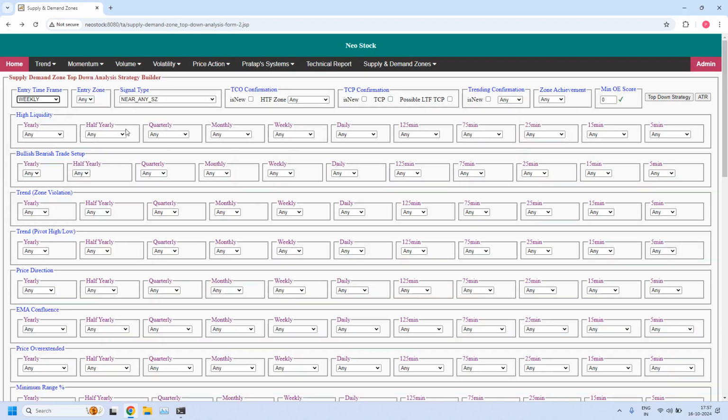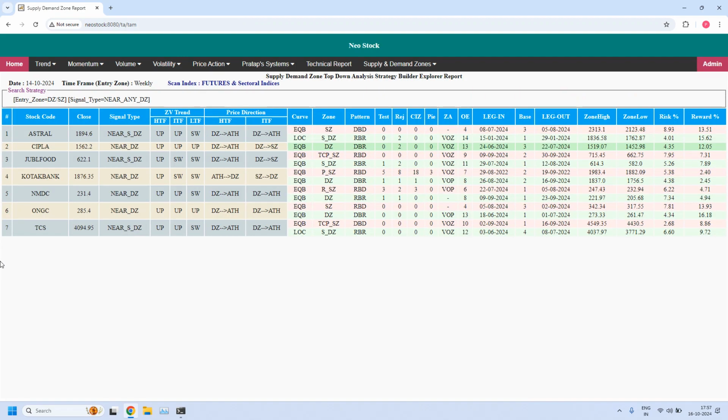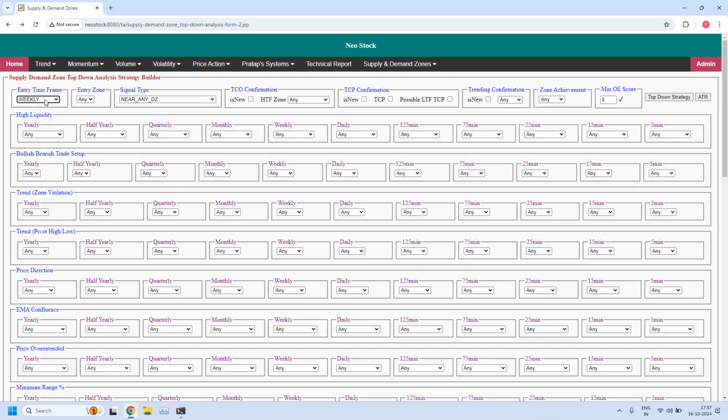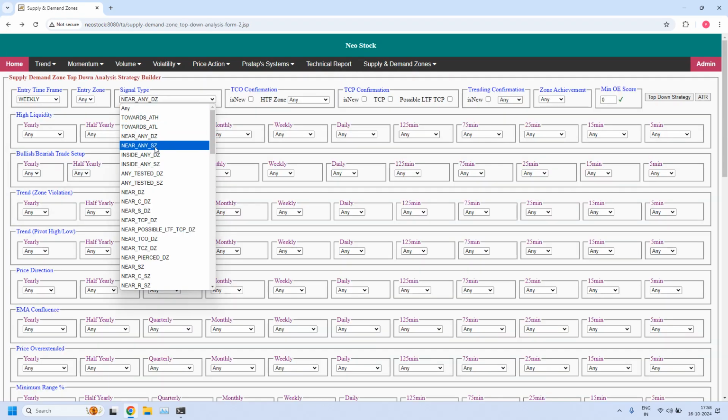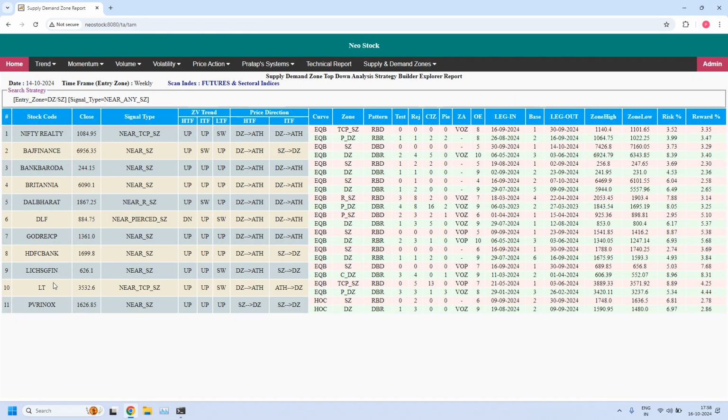Next time frame is weekly. Let's find the stocks near the weekly demand zone. 7 stocks are filtered near the weekly demand zone. Next, for the weekly time frame, let us find the stocks near the weekly supply zone. 11 stocks are filtered near the weekly supply zone.